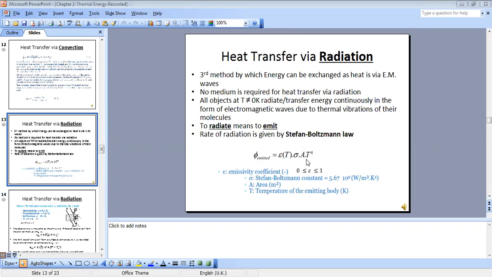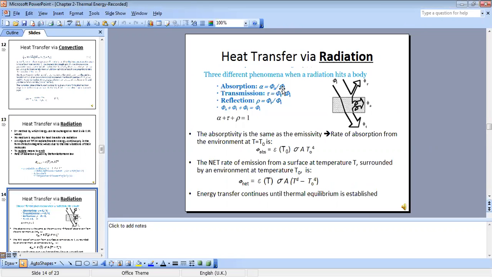So we will see that radiation is the heat transfer between surfaces, and we don't need any medium between these surfaces for exchange. So even if you have vacuum, you can still have heat transfer through radiation.